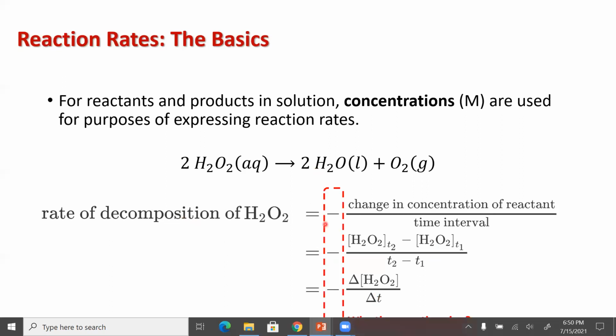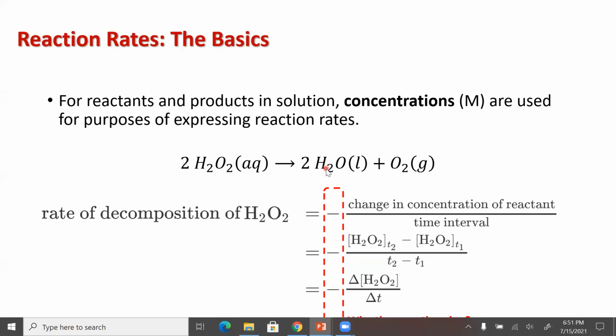Now, this is important. Oh, sorry, this gets cut off on the bottom. These are all negative values. And the reason they're negative values is because the amount of hydrogen peroxide is going down over time because it's decomposing. So the concentration after a period of time is going to be less than the initial concentration. So the rate of a reaction with respect to reactants will be negative values because the reactants are being consumed.